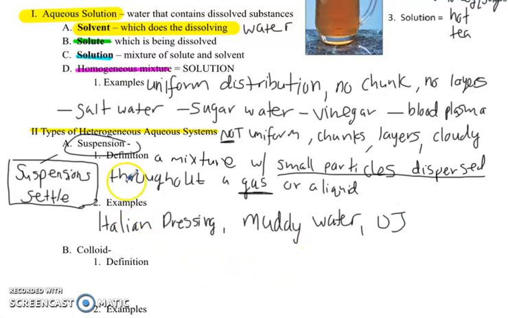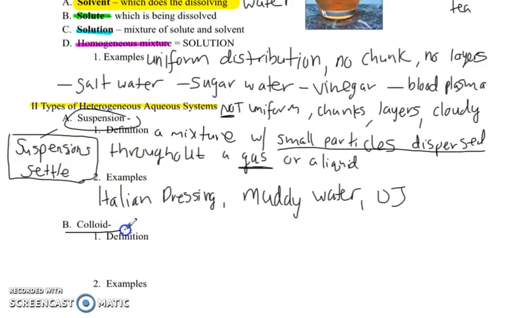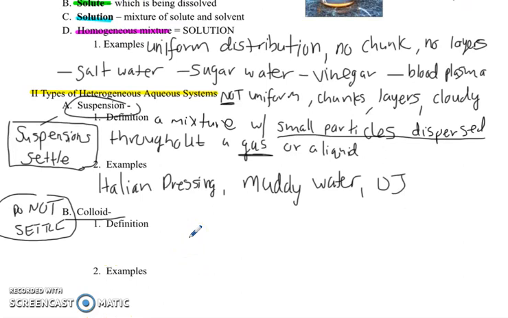Okay, and now let's look at the difference between a colloid and a suspension. So suspensions settle, colloids don't. Colloids do not settle. Let's make a note over here. So these do not settle. So that's your main difference. Both are heterogeneous, but colloids do not settle. Definition of a colloid, the long form is a substance in which microscopically dispersed insoluble particles of one substance are suspended throughout another substance, and it won't settle.